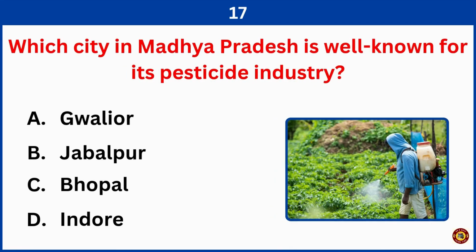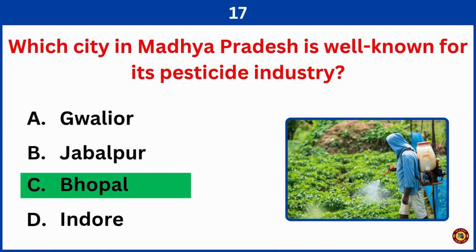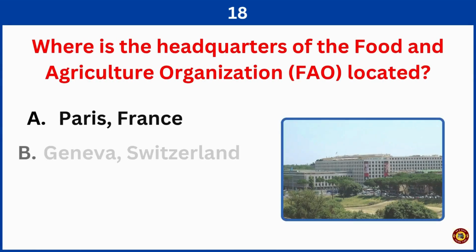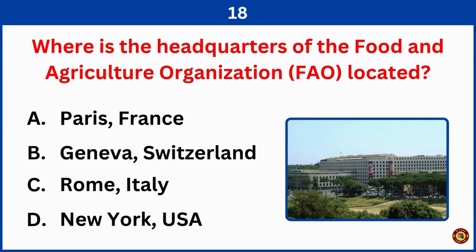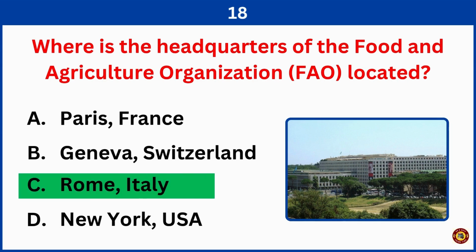Which city in Madhya Pradesh is well known for its pesticide industry? Right answer is option C, Bhopal. Where is the headquarters of the Food and Agriculture Organization located? Right answer is option C, Rome, Italy.